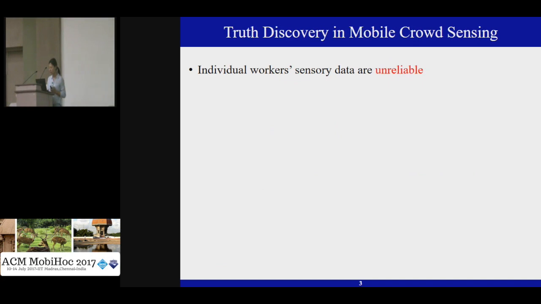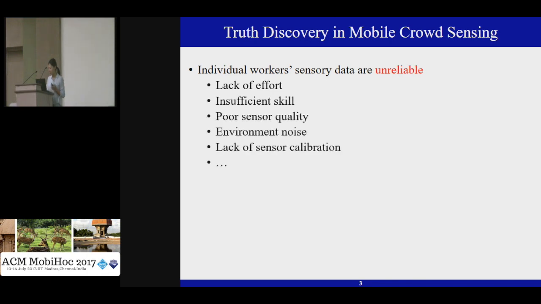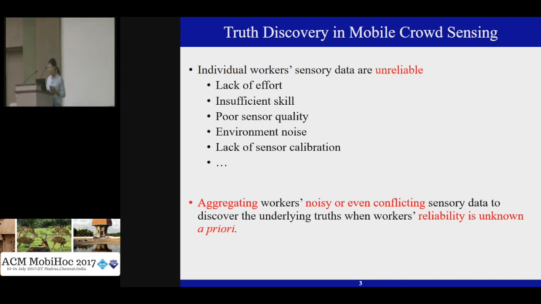However, crowd-sensing systems are confronted with a major challenge: individual workers' sensory data are unreliable, because of lack of effort, insufficient skill, poor sensory quality, environmental noise, lack of sensor collaboration, and so on. Thus, we need to carefully aggregate workers' noisy or even conflicting sensory data to discover the underlying truth when the workers' quality is unknown a priori.